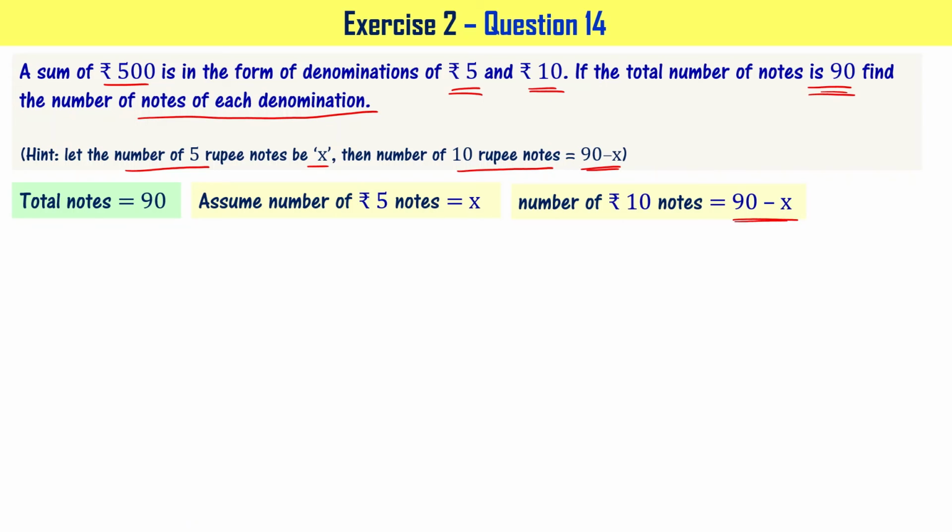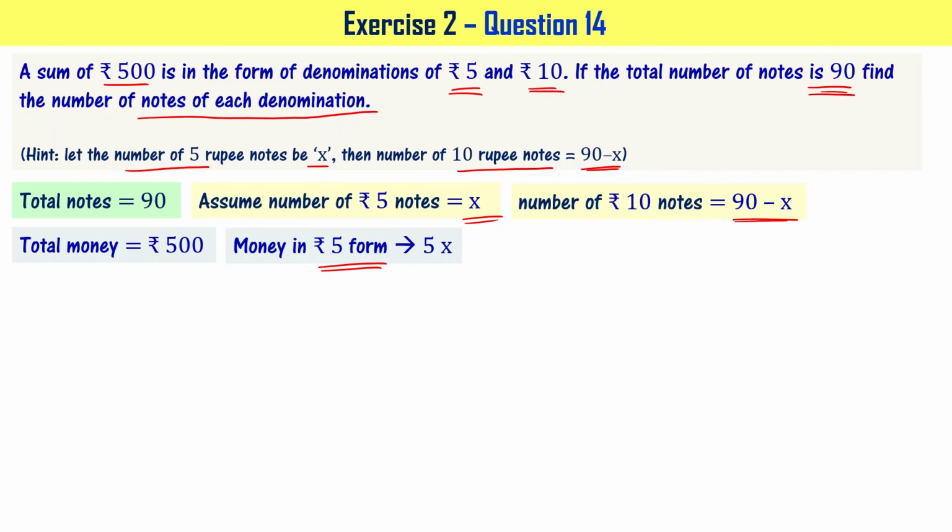Now, I have x number of 5 rupees notes. It means money in the form of 5 rupees is 5 times x, right? For example, if you have 10 notes in the 5 rupees form, then 50 rupees is the money, right? So money in the form of 5 rupees is 5x. Money in the form of 10 rupees is going to be 10 times 90 minus x. 90 minus x many notes we have, 10 rupees notes, and each note is of value 10 rupees. That's why the total money in the form of 10 rupees is 10 times 90 minus x, right?